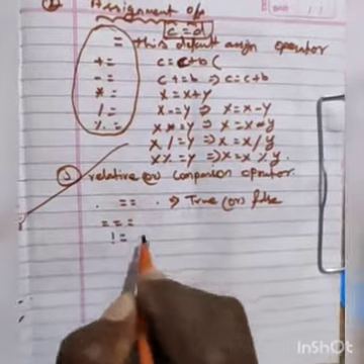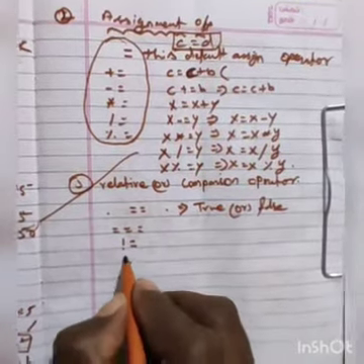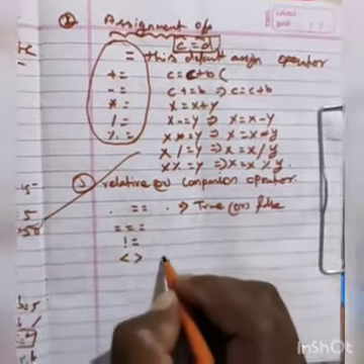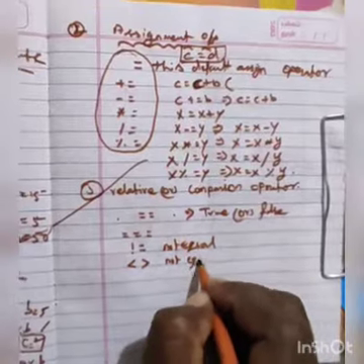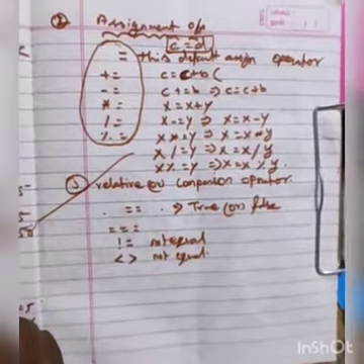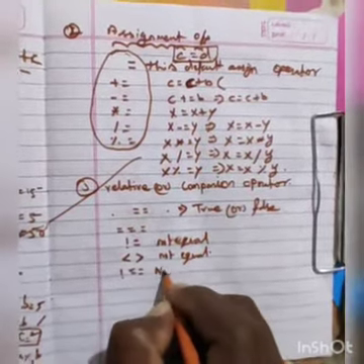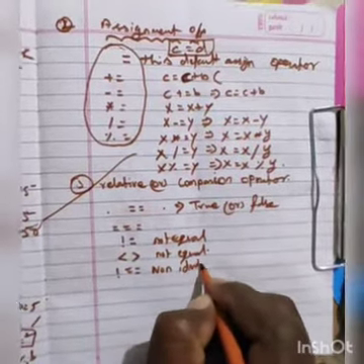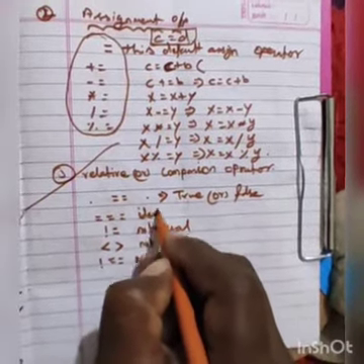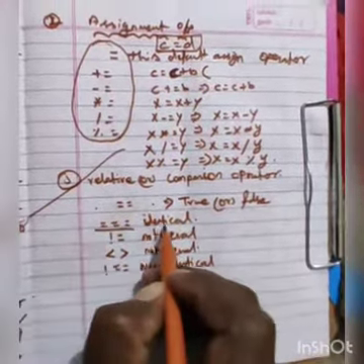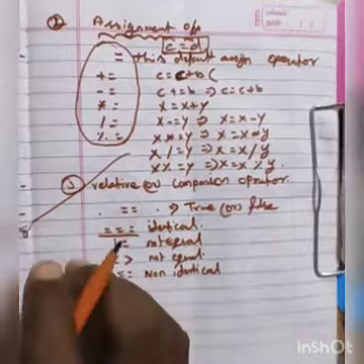Next, the exclamation symbol then equal is the not equal operator. Both of these operators are named not equal. The exclamation symbol with double equal to means not identically. Triple equal to means identically. Then the exclamation symbol with double equal to means non-identically.